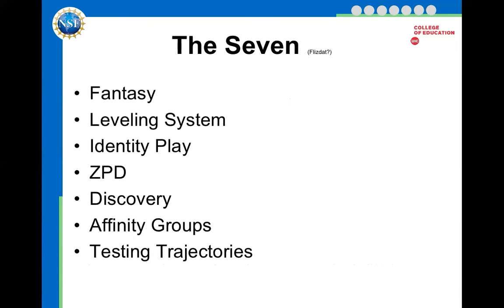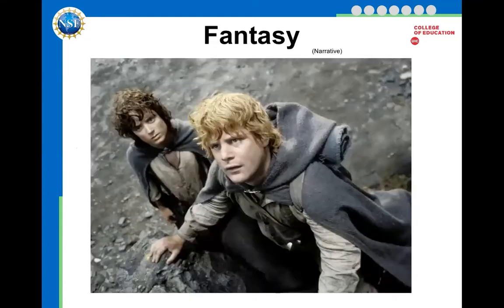I wanted to focus specifically on seven aspects of games, simulations, or gamification. These are the use of fantasy, leveling systems, identity play, zones of proximal development, the idea of discovery, affinity groups, and testing trajectories. All right, the first is fantasy. And fantasy simply means that the activity in the learning environment is situated around a story.